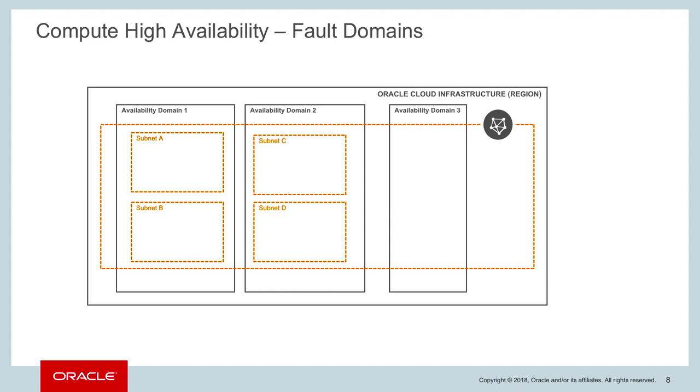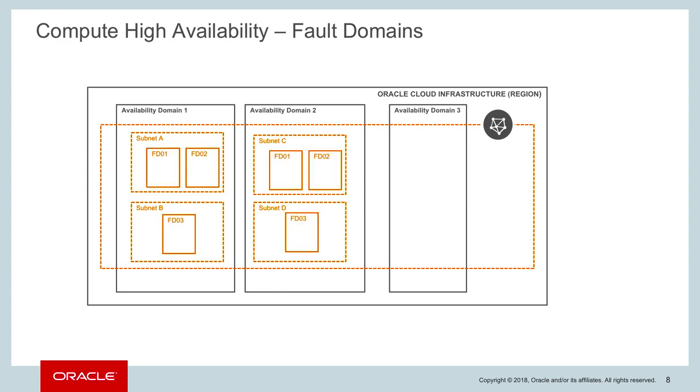As you can see, we have a region, we have the availability domains, and in each availability domain, we have what we call three fault domains. It will help you to distribute your instances so that they are not on the same physical hardware in a single AD. As you can see, we're spreading the workload here across those fault domains.